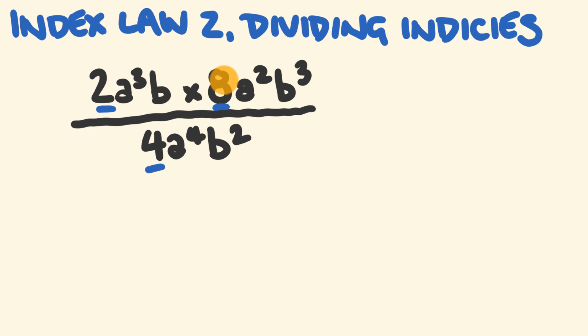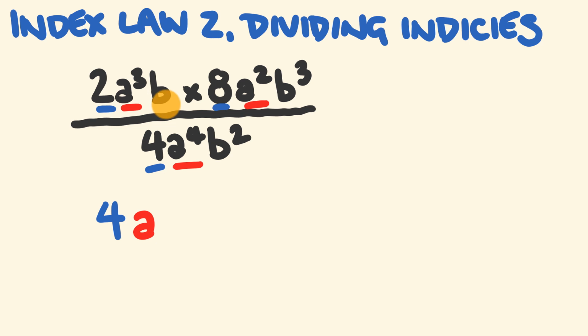2 multiplied by 8 is 16, divided by 4 is equal to 4. All right. Next, we have the a's here. We have a to the power of 3 multiplied by a to the power of 2 divided by a to the power of 4. So we're going to keep that same base. We have the a, we have 3 plus 2. 3 plus 2 is 5, minus 4 is equal to 1. We don't bother writing the 1 there, so that's all pretty good.